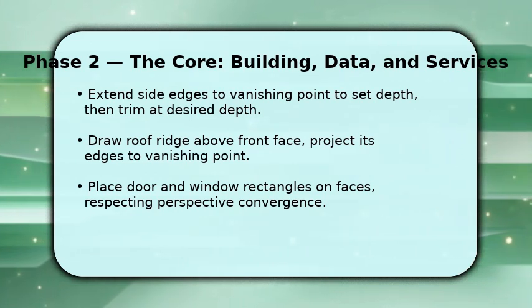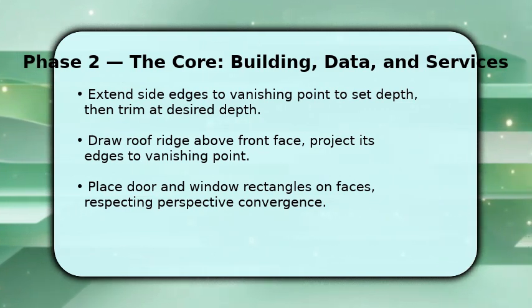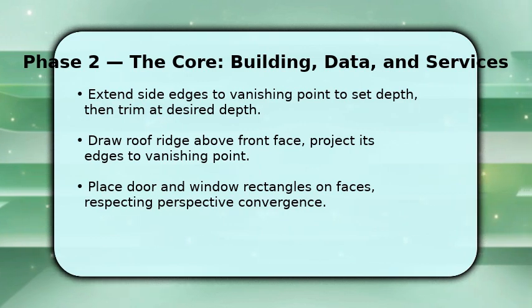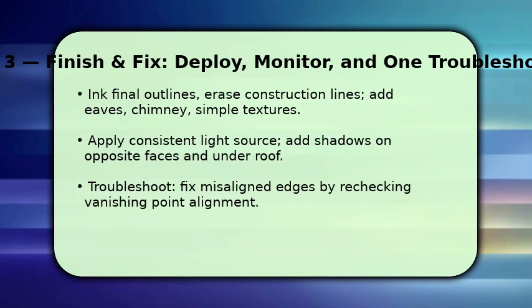Then insert doors and windows. Draw them on each face with their own converging edges so they feel attached to the volume. Make corrections as you go, because alignment matters for realism. To finish, darken the final outlines and gently erase the construction lines so the shape reads cleanly.